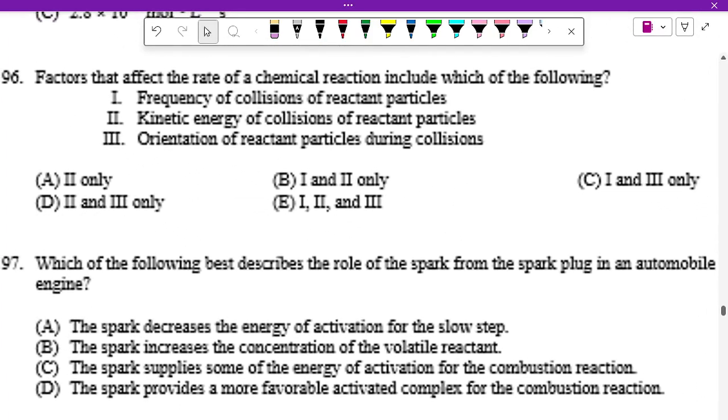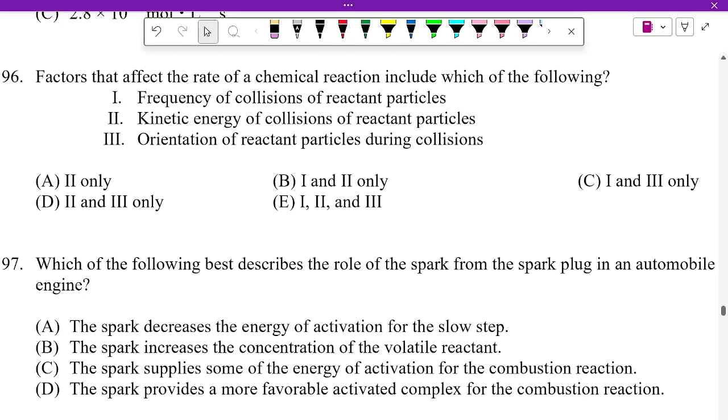97. Which of the following best describes the role of the spark plug in an automobile engine? Number 97. Oh, pen not working. Must be not charged. Okay. Let's grab this one.